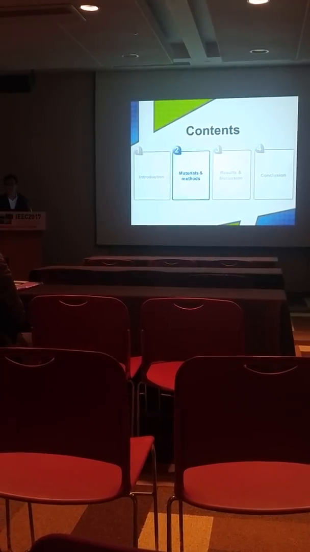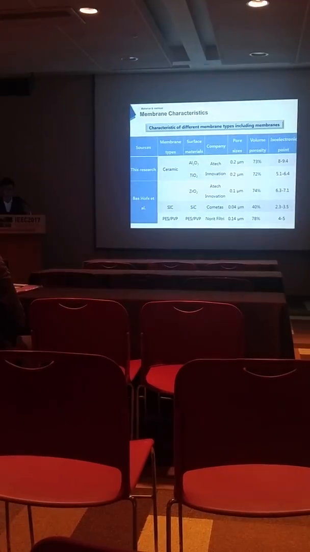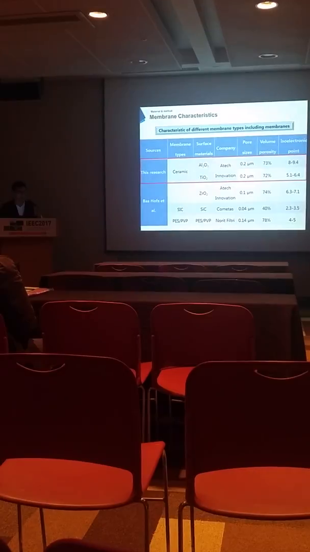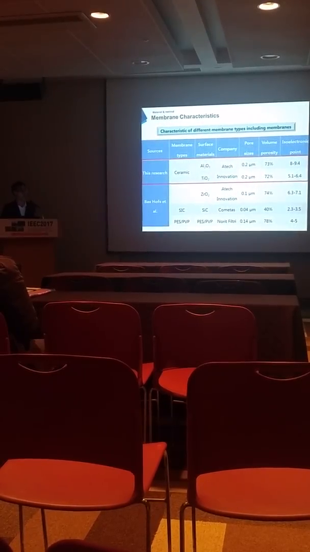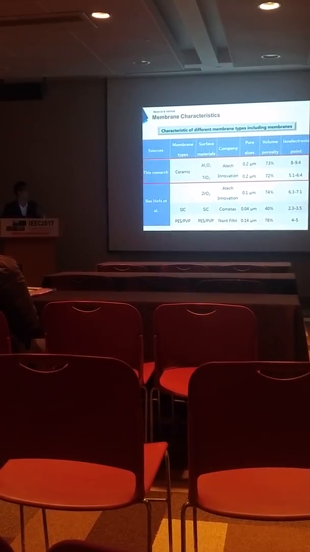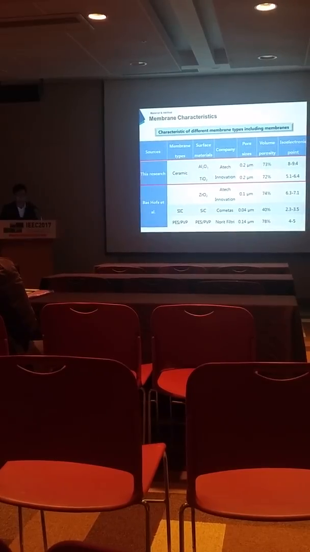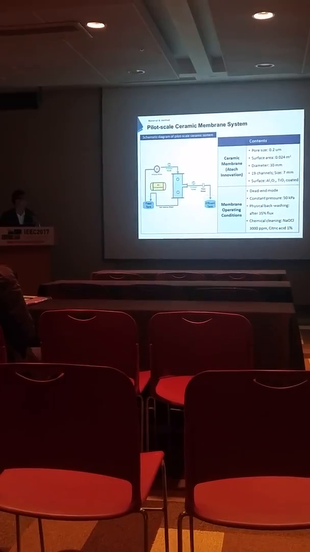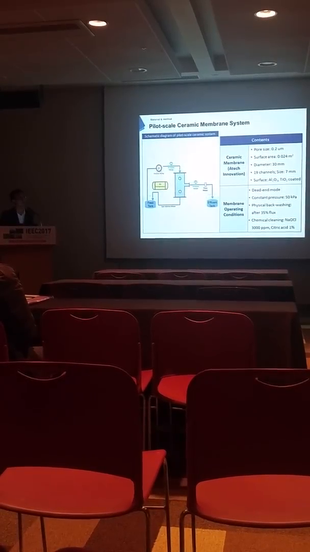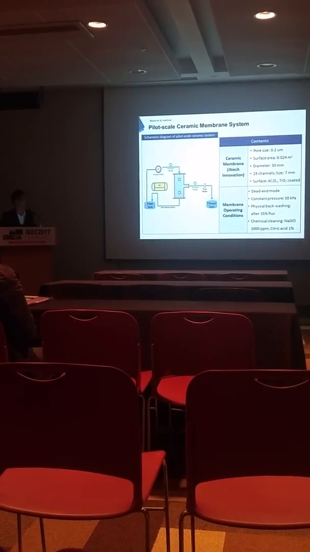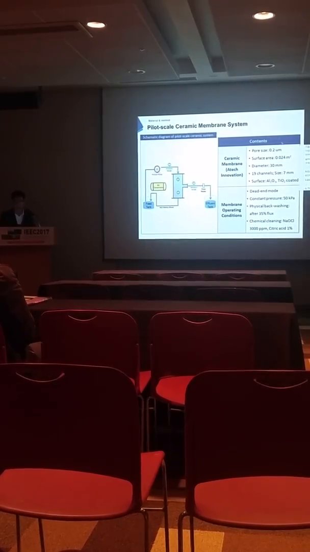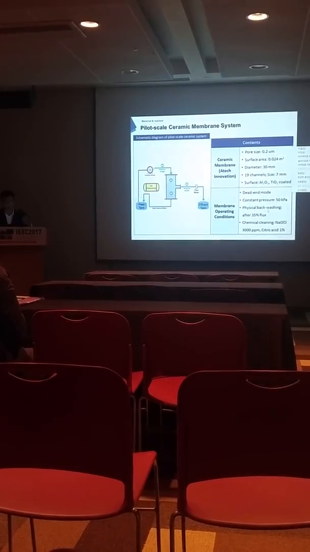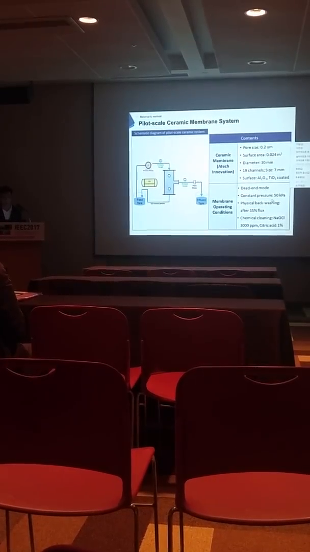Next, I'll move to the second part, the materials and methods. In this research, we will use two types of membrane: the ceramic membrane with an aluminum oxide surface and with a titanium oxide surface. The reason I will tell you later. This is the schematic diagram of the pilot scale ceramic membrane system, and as you can see, this is the condition of the membrane, and also this is the operating condition.